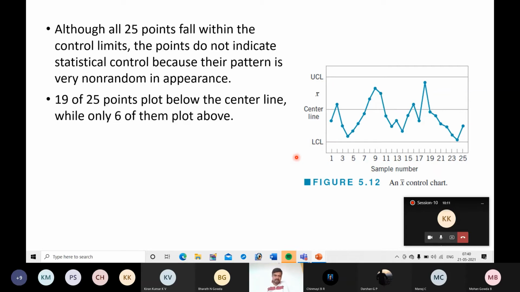Okay, so that we'll discuss. So first thing is, as we discussed, 19 of 25 points. There are 25 points. Out of 25, 19 points plot below the center line. This is the center line, and 19 points are below this, while only 6 of them plot above.